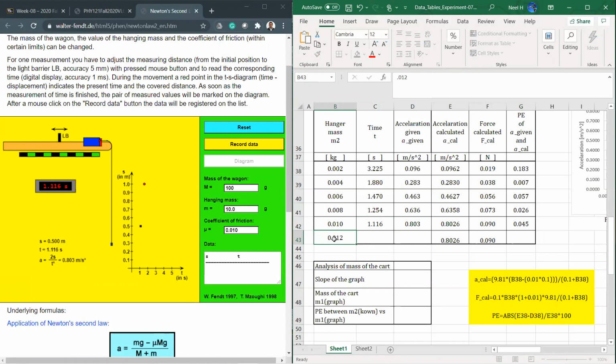Last hanger mass 0.012, 12 grams, right? Reset. 12 gram of hanger mass, start again. And then the time is 1.019, acceleration 0.963.